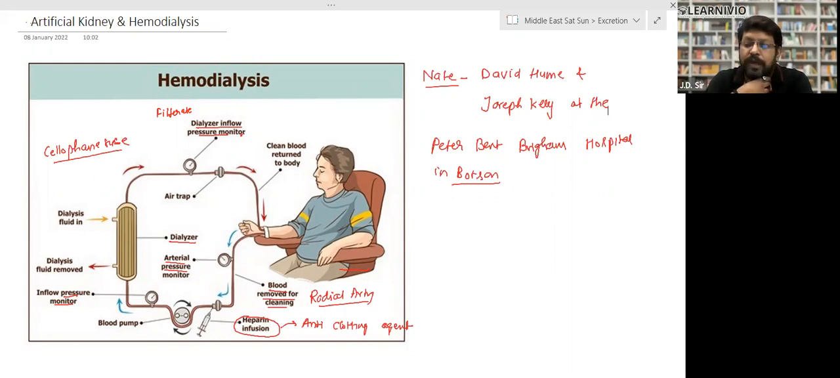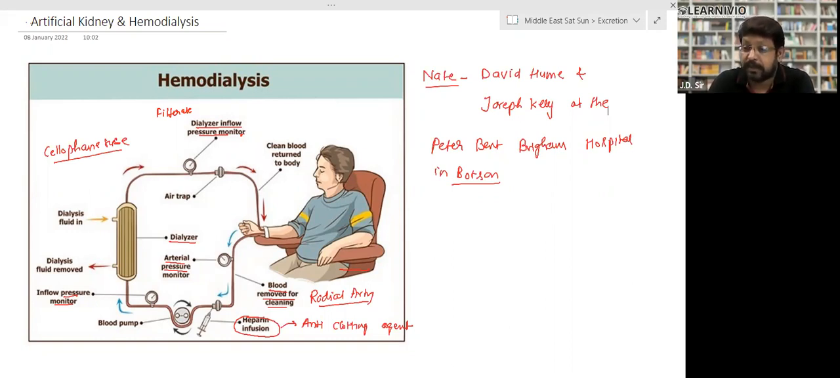So when kidneys get damaged, then the person needs dialysis. When the kidney is damaged, it means urine formation is not taking place properly. Right? So what happens when the kidney does not work properly or urine formation does not take place properly? Urea collection starts in our body, meaning urea percentage starts increasing in our body.